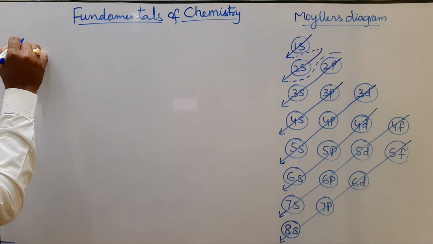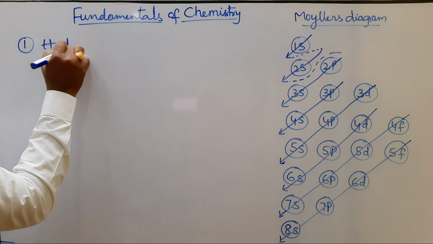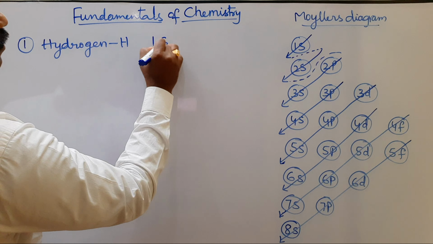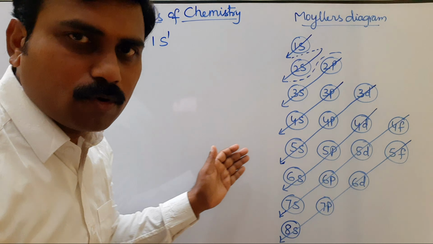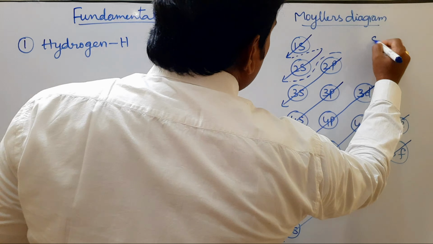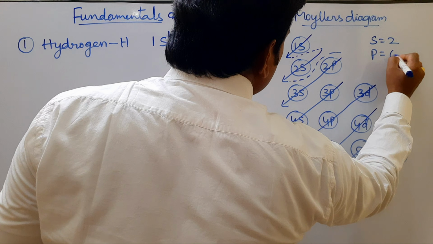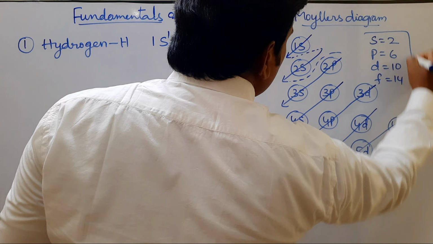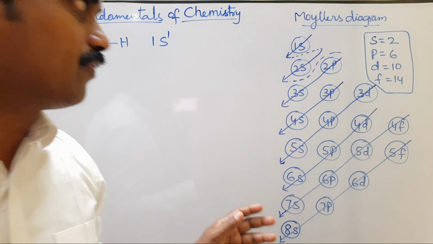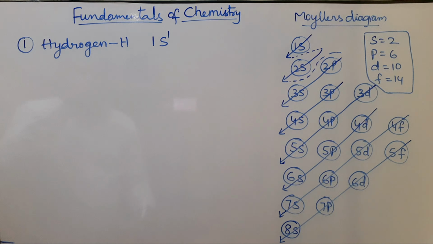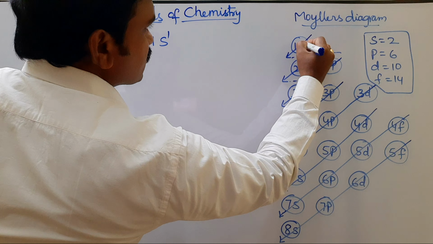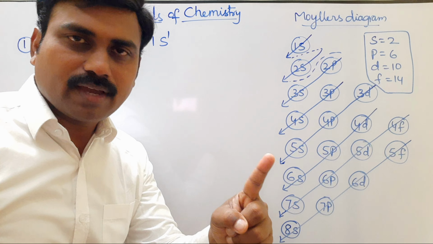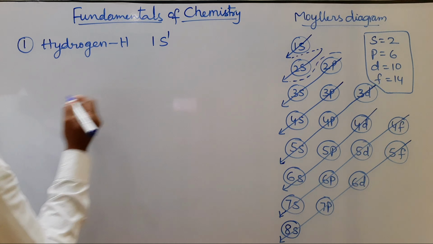Look now. First element is hydrogen. Hydrogen symbol is H. Its electronic configuration is just 1s1. We have already discussed that in an s orbital we fill a maximum of 2 electrons, in p orbital a maximum of 6 electrons, d orbital a maximum of 10 electrons, and f orbital 14 electrons. So this is the fixed number of electrons in different orbitals. First we start from 1s onwards. In the 1s orbital we fill a maximum of 2 electrons only. Hydrogen's atomic number is 1. That's why hydrogen has only the 1s1 configuration.